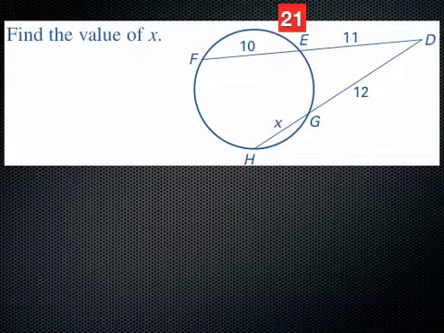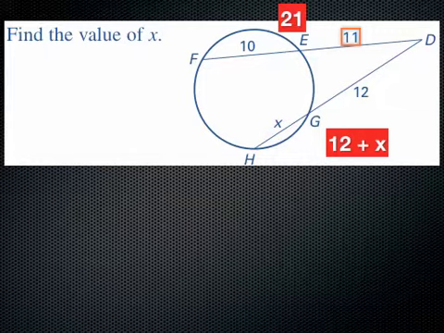And similarly, for DH, I have the two segments 12 and X, so I need to add those together. The whole secant segment DH would be 12 plus X. The external secant segments would be 11 for DE and 12 for DG. I need to find the product of 21 and 11, and 12 plus X and 12, and set them equal to each other.